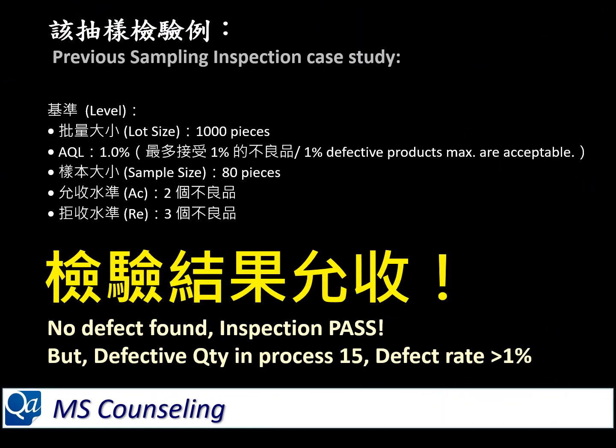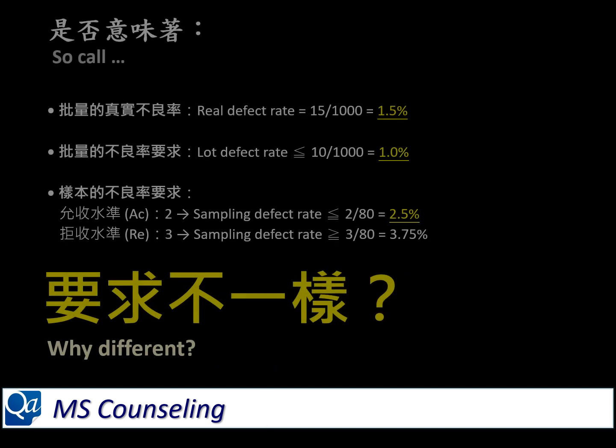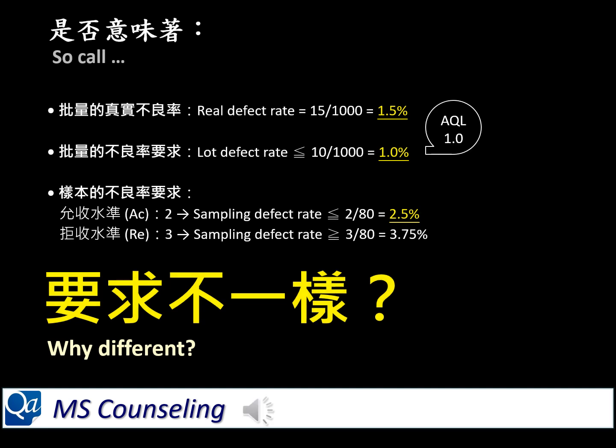Since no defective products were found in this incoming material inspection, the result was judged to be acceptable. However, after actually going into production, operators discovered that the defect rate was higher than 1%. This case shows that the defective rate requirement for a batch is 1.0, which means a defective rate of 1%. The defective rate requirements for samples during sampling are 2 for acceptance and 3 for rejection, that is, defective rates of 2.5% and 3.75% respectively. The actual defective rate of the batch is 1.5%.